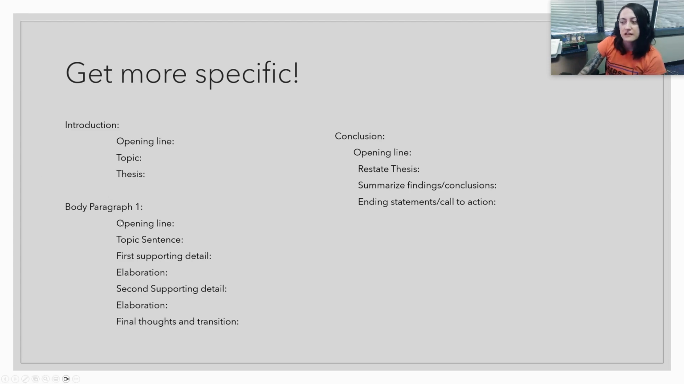Now again, you might notice that I only have 1 body paragraph. Just keep in mind the other body paragraphs, however many you decide to have, will have the same details in them. For the sake of brevity, I just showed you one.